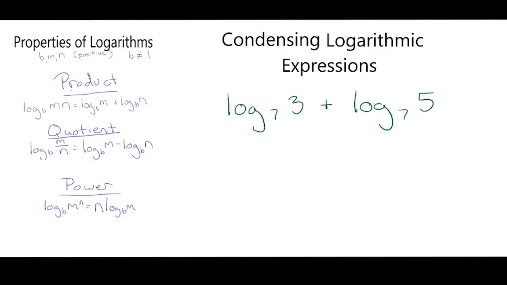So here I have log base 7 of 3 plus log base 7 of 5. Well, this is modeled right here in the product property. So that means I can rewrite this as log base 7 of 3 times 5. Well, I know 3 times 5, that's 15. So I can simplify that and rewrite this as log base 7 of 15.